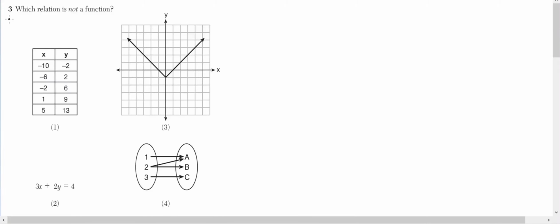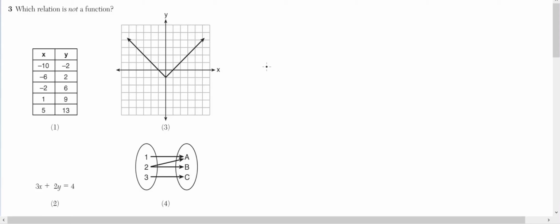Okay, so for question 3, which relation is not a function? And below our choices are an XY table, a graph, looks to be a linear equation here, and a mapping from 1, 2, and 3 to the letters A, B, and C.